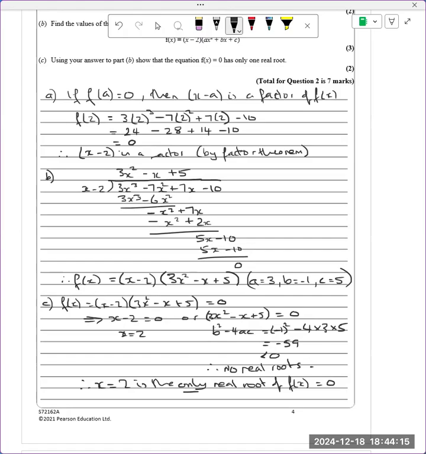Also, just to mention at this point, whenever you see the words show that or prove, make sure you finish the question with some sort of conclusion. It can be quite brief, but don't just abandon the question and move on to the next one before you've properly answered it. Sometimes they'll penalize you, sometimes they won't. I haven't said anything new here, but I've finished with the answer to the question, which was show that it has only one real root, and that is my final statement. Okay, that was question 2.